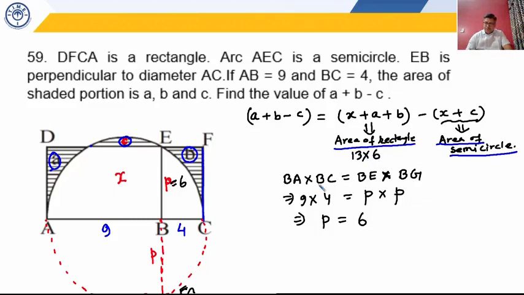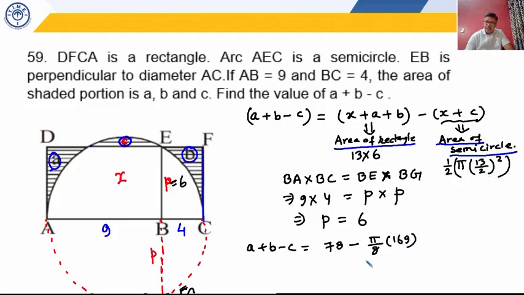And so for the area of semicircle is concerned, it is simply pi (13 by 2) whole square, half, because this is a semicircle. So my answer, A plus B minus C, is turning out to be 78 minus pi by 8. 13 by 2 square is 169 by 4, so 78 minus 169 pi by 8 is my answer.